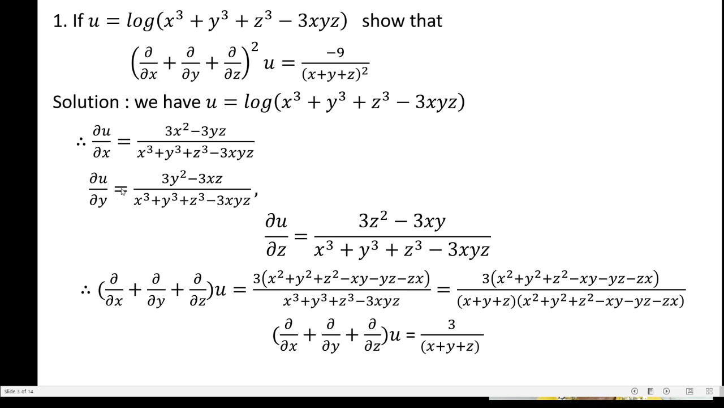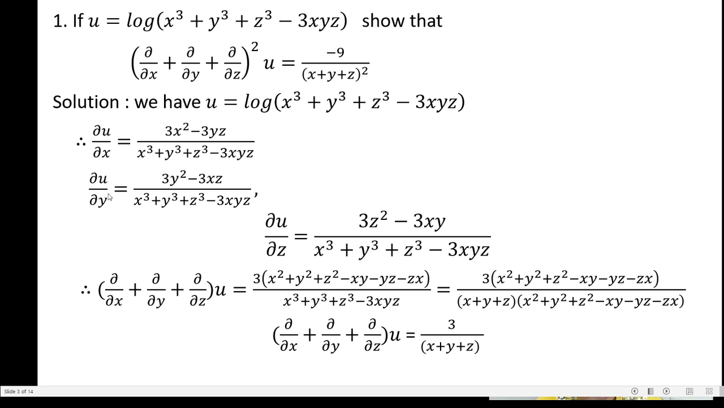In the same way, del u by del y is equal to the same. In the same way, 1 divided by x cube plus y cube plus z cube minus 3xyz into x cube differentiation with respect to y is 0, y cube differentiation is 3y square, plus z cube is 0, minus 3x into 1 into z, that is 3xz. In a similar way, del u by del z is equal to 3z square minus 3xy, whole divided by x cube plus y cube plus z cube minus 3xyz.